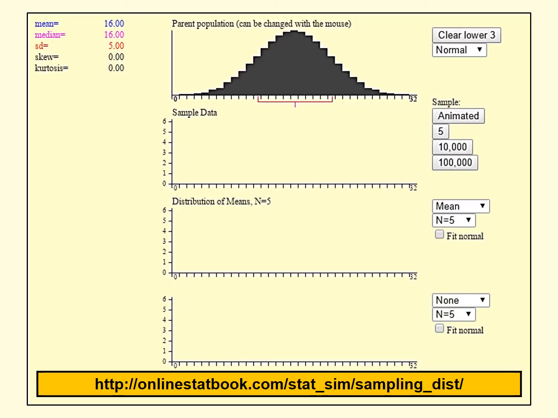And so what you can do here is you can start, as I have, with a normally distributed population of data, and I can simulate different sample sizes, either 5 times or 10,000 times or 100,000 times, to look at differences in some of these criteria.